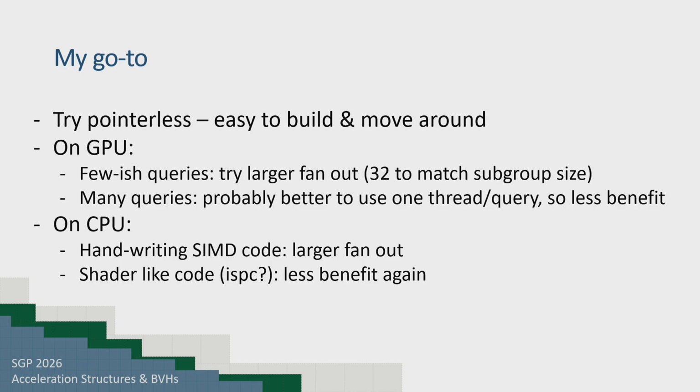CPU, kind of the same deal, honestly. If you're handwriting SIMD code, larger fan out is nice, so 4 or 8 or maybe 16. Makes writing the SIMD code quite neat and compact. If you are able to write like the shader-like code where you focus on a scalar function that then happens to execute in a SIMD environment, something like ISPC, you can try the other approach, especially if you have a lot of queries again.